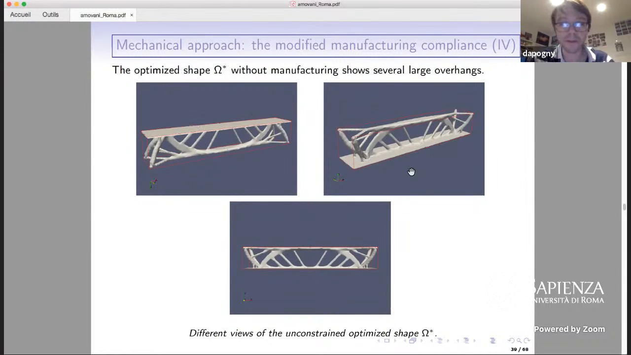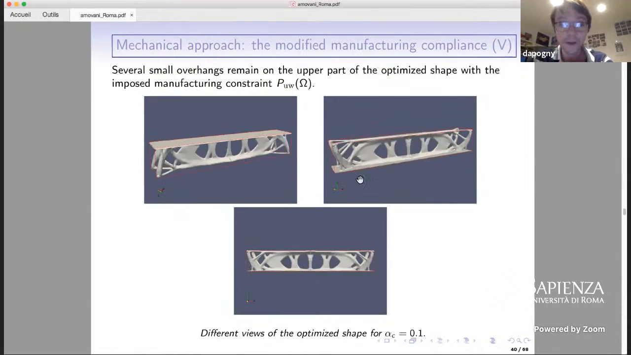So the optimized shape is this, and it is printed like this. So starting from the top and going from the bottom like this. And we can see that there are large overhangs in this region that we would like to remove by using our manufacturing constraints. So here is what we obtain with the manufacturing constraints. And we can see that the optimized shape now, when we look at the printing pattern, which is here, is now completely overhang free.